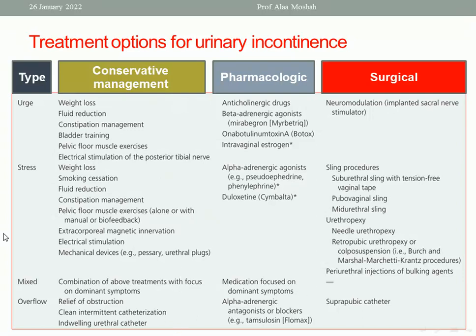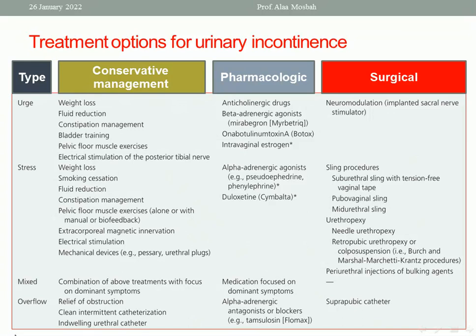Okay, what about mixed type? What is the conservative management? Combination of above treatment with focus on dominant symptoms. So the patient has mixed type, okay, both urge and stress. Which one will be treated? Because it is something confusing. You will focus on dominant symptoms, okay? What is the pharmacologic treatment? Medication focused on dominant symptoms, okay? Let us go to the overflow.